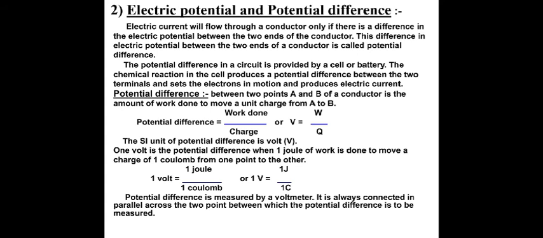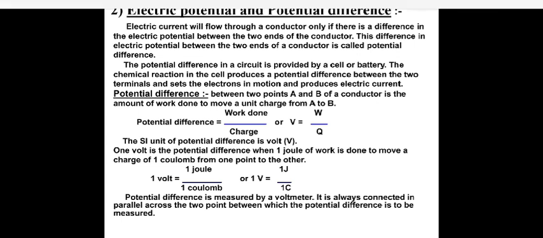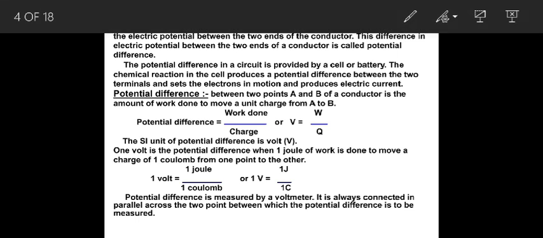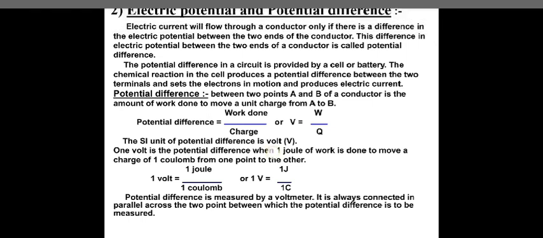Now we will define it in a very proper way. When two charged bodies are kept in contact, the positive charge flows from higher potential to lower potential. When the potential on both sides is equal, the potential difference is zero. So what is potential? Potential is the work done in bringing a unit positive charge.